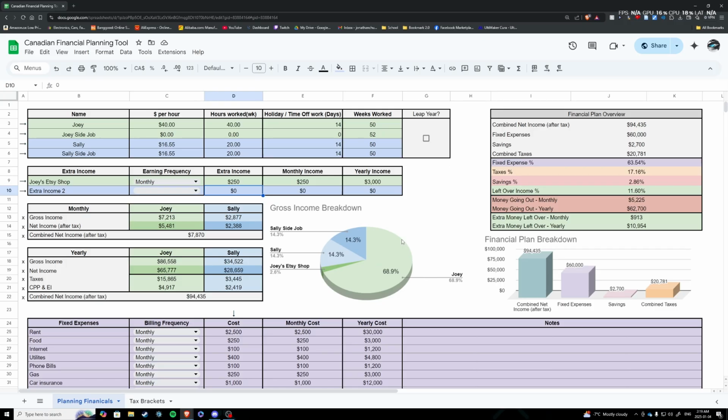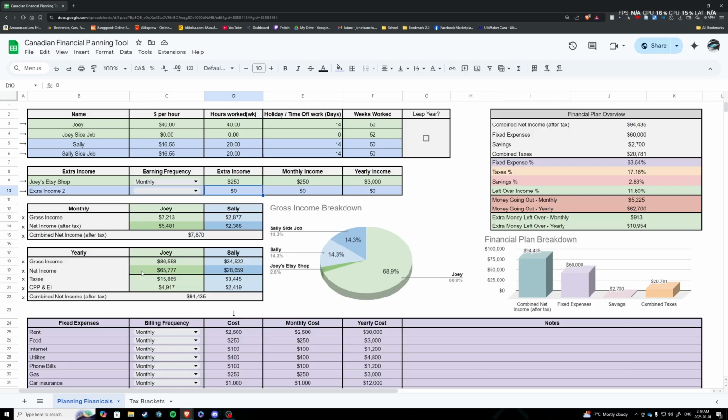Down here you have the graph, which can showcase the percentage split of the income. So Joey's taking up 68.9%. Joey's shop is making 2.6%. Sally's main job and side job are taking up 14.3%. So that's just your breakdown there. Then we have our monthly and our yearly. We're going to be taking a look at the yearly because it has a little bit more information.